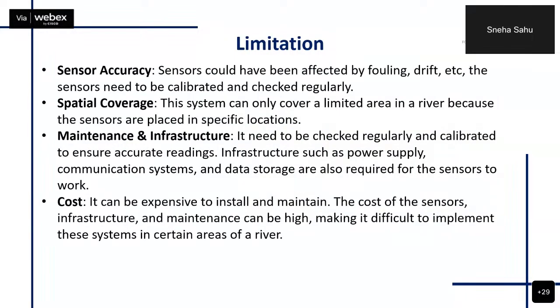But it has some limitations, such as sensor accuracy, because sensors could be affected by fouling, drift, etc. So they need to be calibrated and checked regularly. Spatial coverage, as it covers only a limited part of the area. Then maintenance and infrastructure: it needs to be checked regularly, so it requires maintenance. Cost, as it is expensive to install and maintain the sensors.